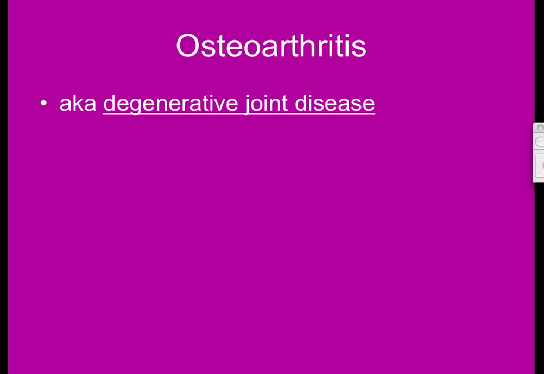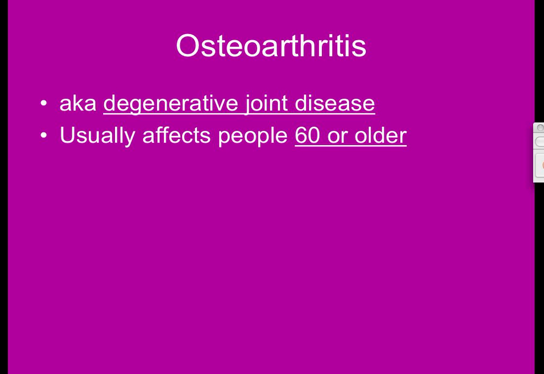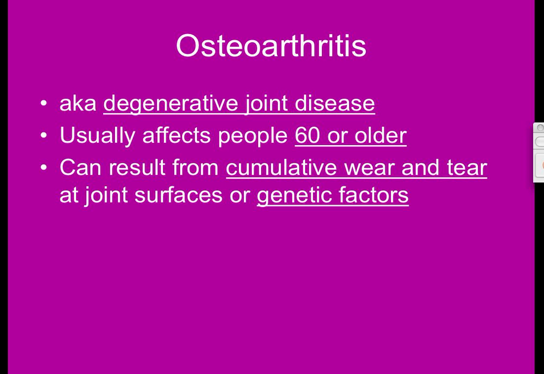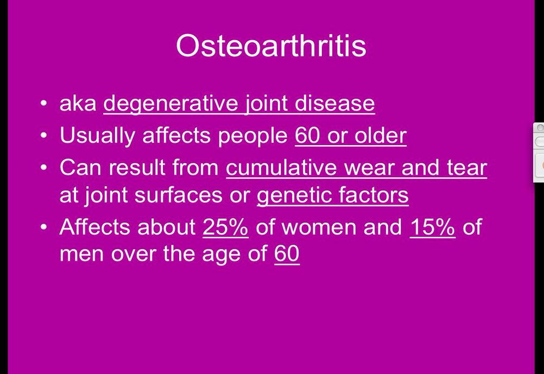The second type of disease or rheumatism is osteoarthritis, and this is also known as a degenerative joint disease. In other words, it starts and then it gets worse with time. It usually affects people that are 60 or older, and there's not necessarily one root cause. It's usually because of cumulative wear and tear, just the abuses that we put on our joints as we move through life. But some people tend to get it a little bit more than others, and they've actually found a genetic link between this disease and people who get it. It's pretty widespread. It affects about 25% of women and 15% of men who are over the age of 60.